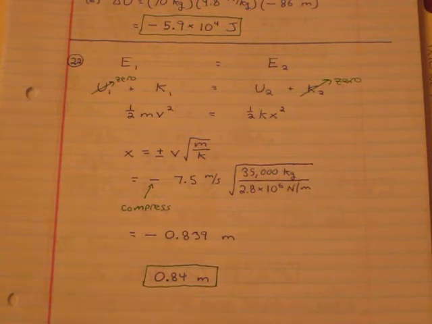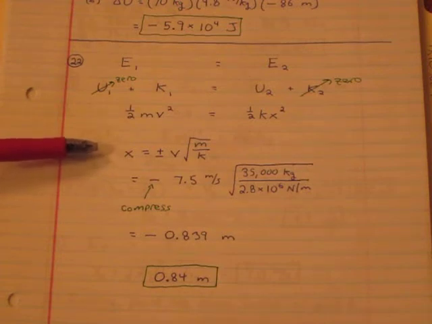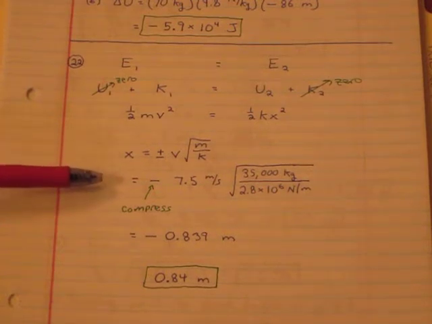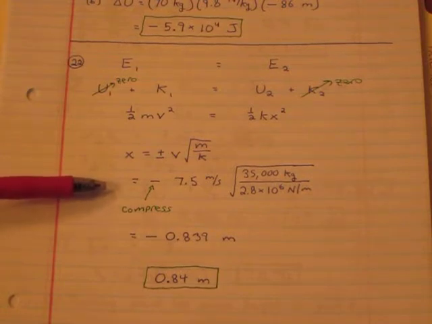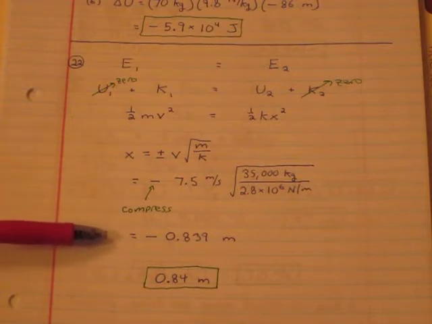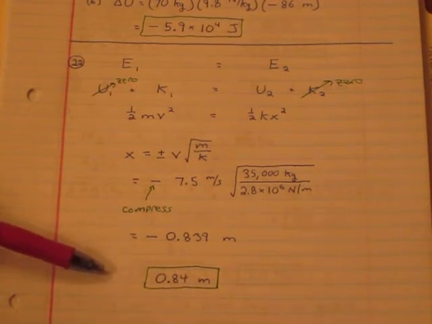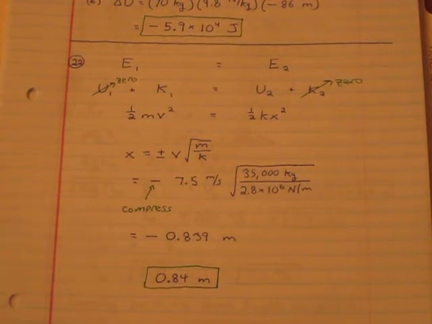The question is asking how far it compresses. X is the compression. So when you solve that algebraically, it's x equals plus or minus v times the square root of mass over k. Now the plus or minus, it's actually going to be the minus because that just means compression. When we plug in the numbers, we have the speed, 7.5 meters per second, plus the values given in the problem, and we get negative 0.839 meters. For the final answer, I've gotten rid of the negative sign. We understand that it's being compressed, so I'll just give the absolute value, 0.84 meters.